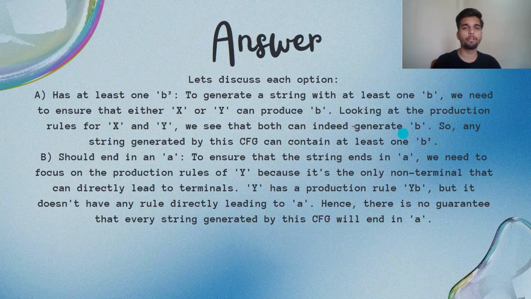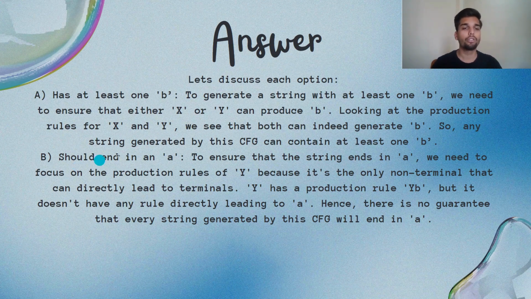Has at least one B. To generate a string with at least one B, we need to ensure that either X or Y can produce B. Looking at the production rules for X and Y, we see that both can indeed generate B. So many strings generated by this CFG can contain at least one B.